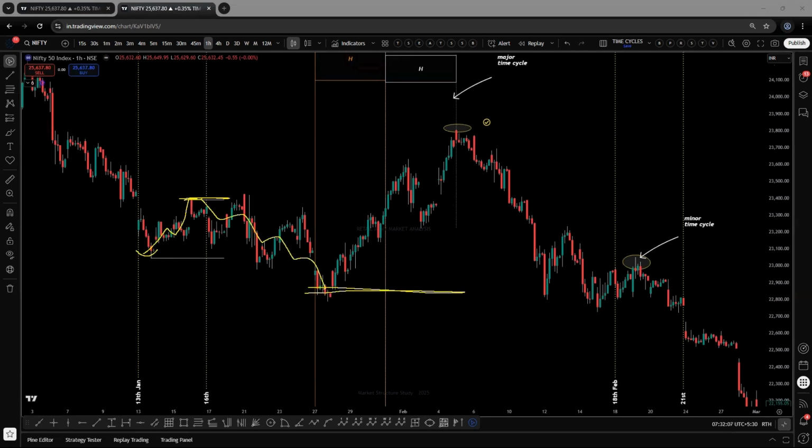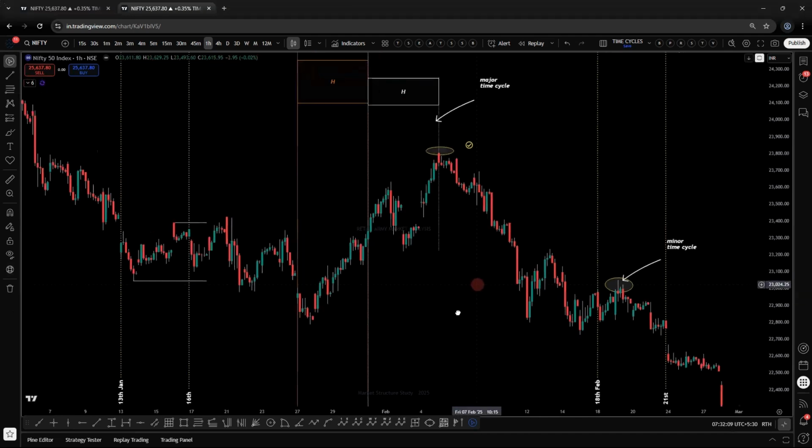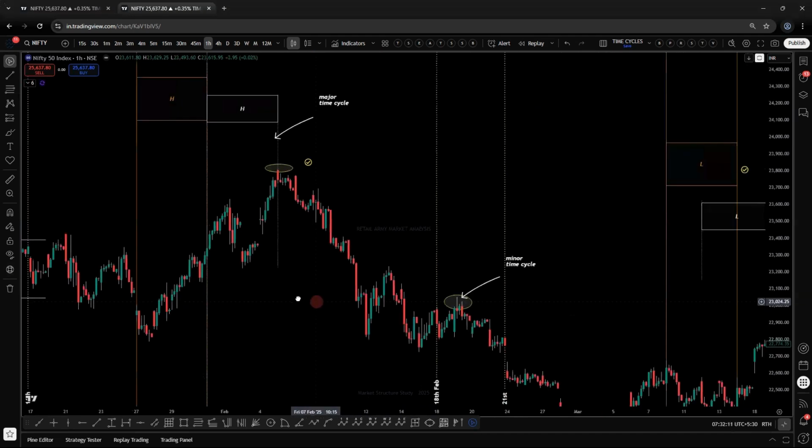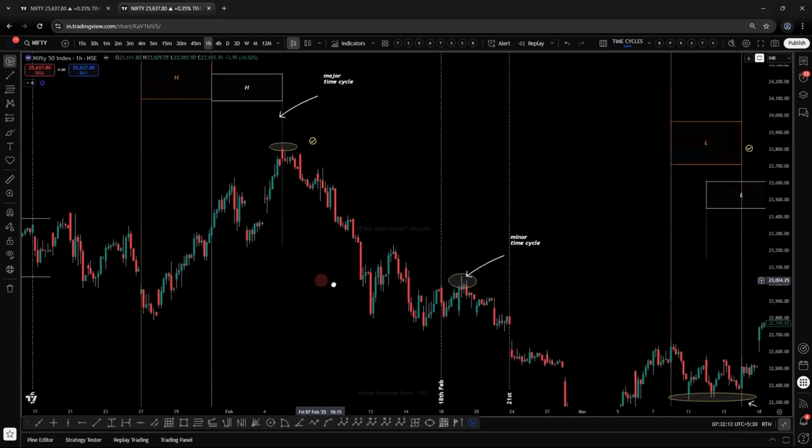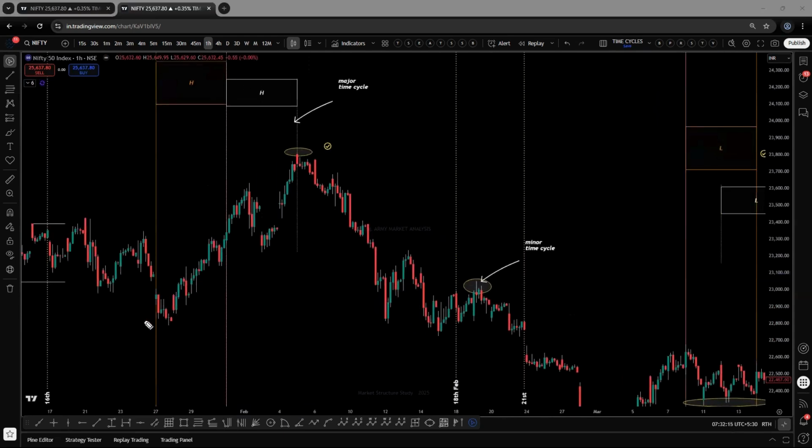The next time zone was a major time cycle. Now, major time cycle, what do we expect? A major move to start. In this example, at the starting of the time zone, the market made a low. This is an entire time zone. But what is our expectation? Like I said, for major time cycles, we have some expectation of bias, some reversal point. We expected a high to be made. So at the very start of the time cycle zone, something opposite happened. It started to make a low.